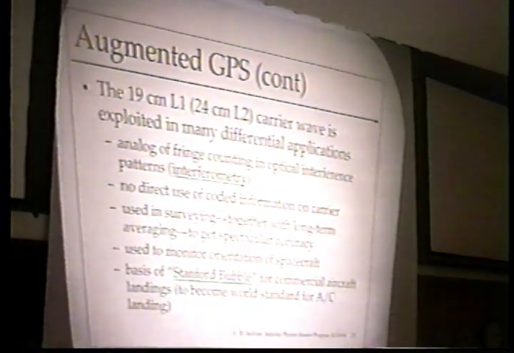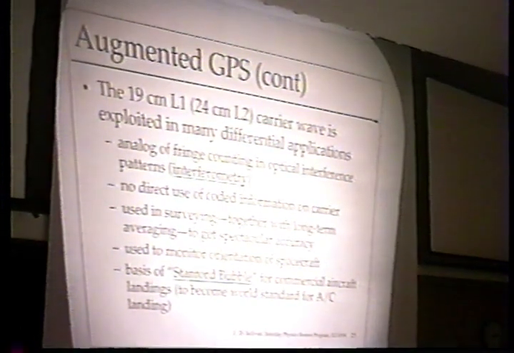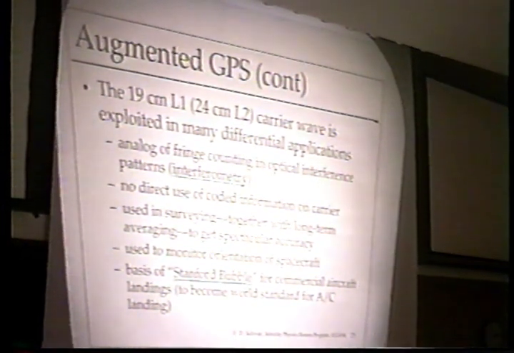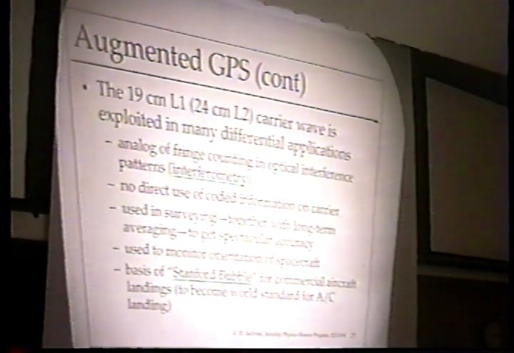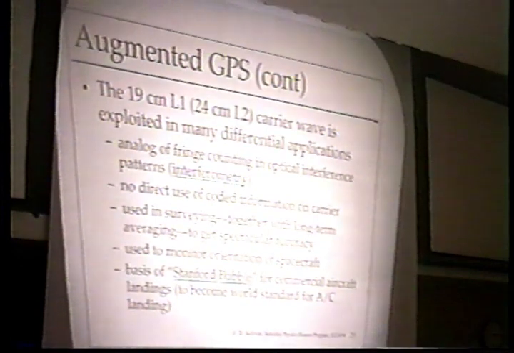Okay? So if you could make use of that ruler, and you can interpolate between the marks on a ruler, you can do better than 19 centimeters, and that's exploited in a number of the differential applications, and it's the analog of counting fringes in optical interference patterns, called interferometry. You can measure very small distances if you can get interference patterns, and you don't make any use of the coded information on the carrier.